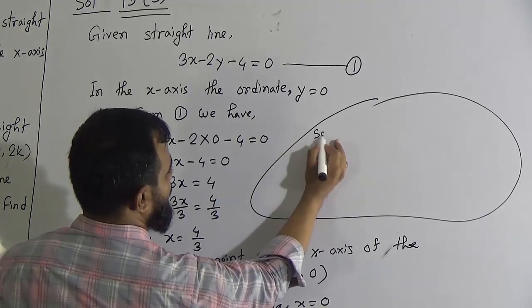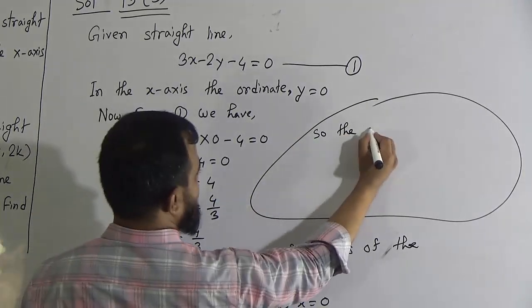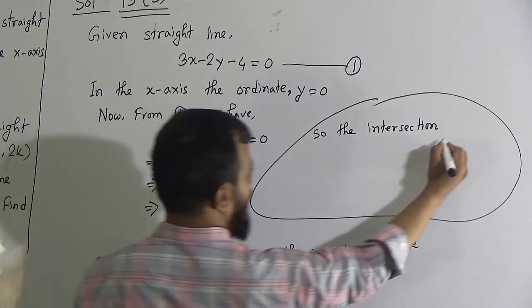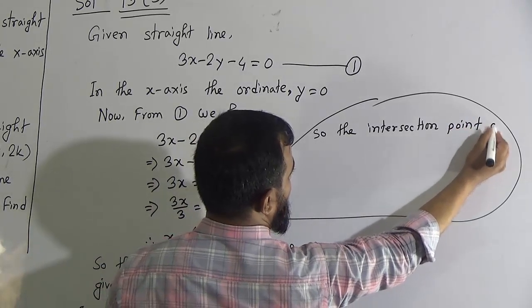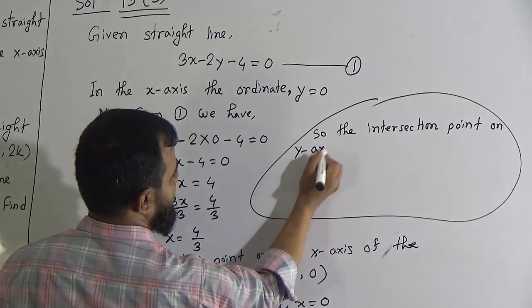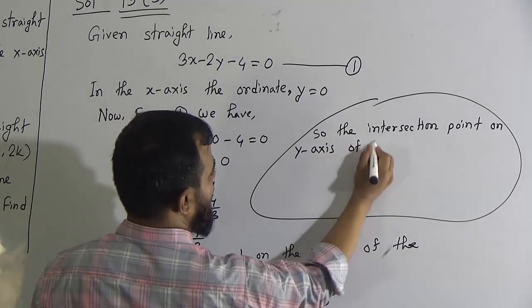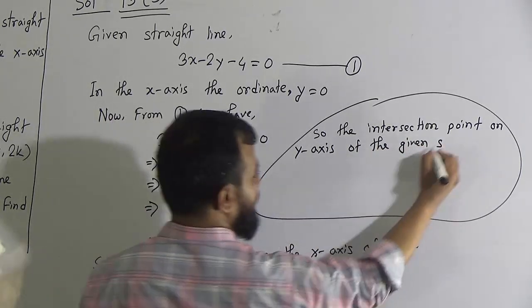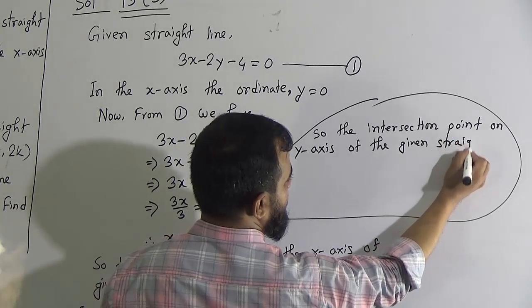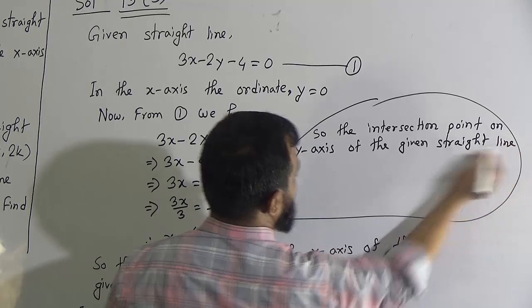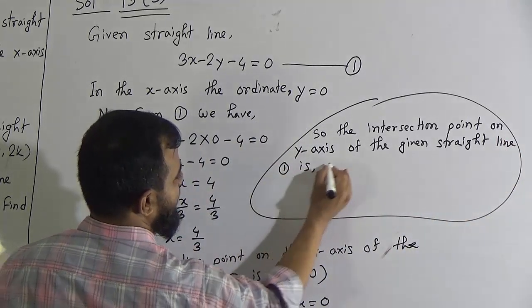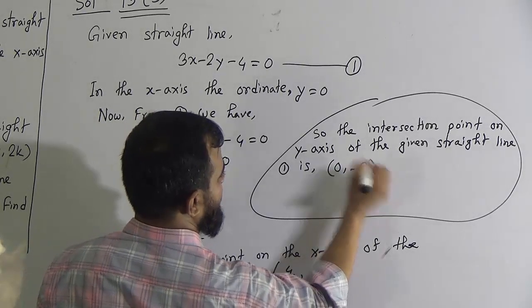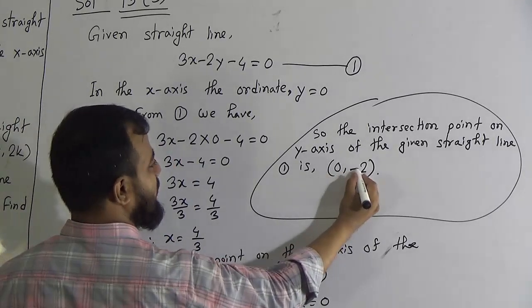So the intersection point on the y-axis of the given straight line 1 is what? It is (0, minus 2). Okay, I think, my dear students, you have understood how to solve this problem.